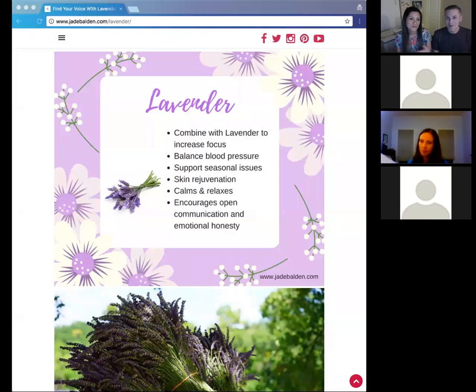Okay, everybody, welcome out. Tonight's essential oil is lavender. We all love lavender. I think this quickly becomes one of everybody's favorite. It's one of the top 10 essential oils you should have in your home.